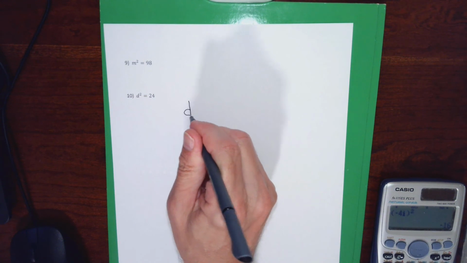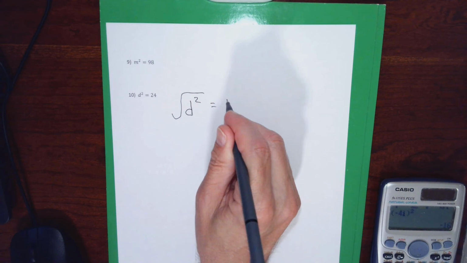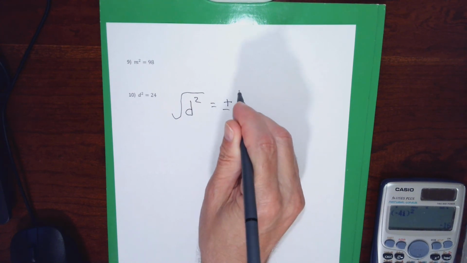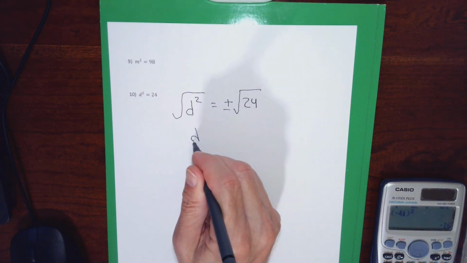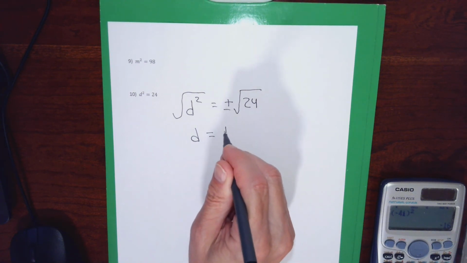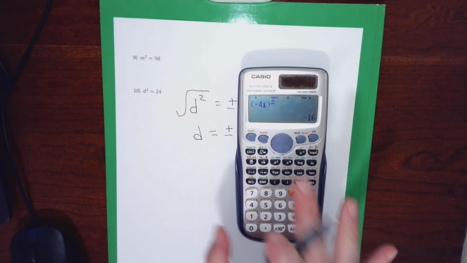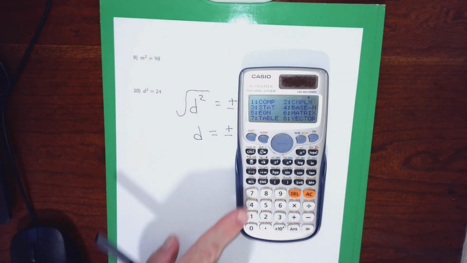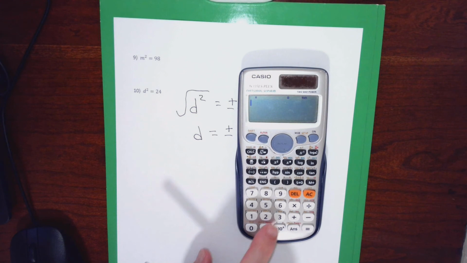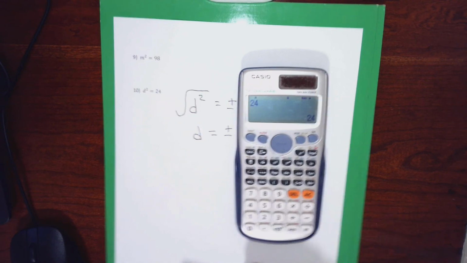For 10, I'm going to need to be in mode 1 because I'm going to need to reduce a radical. In 10, I'm going to go to the square root of d squared is plus or minus the square root of 24. On the left-hand side, the square root of d squared is d. And on the right-hand side, I'm going to do a prime factor tree for 24. I'm going to go mode and then 1. Type the number 24. Type the equal sign.